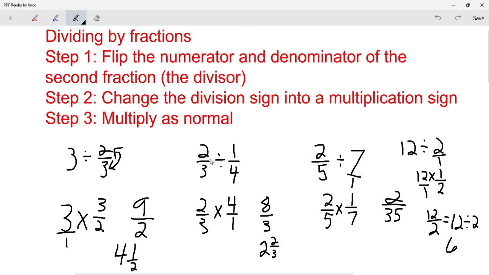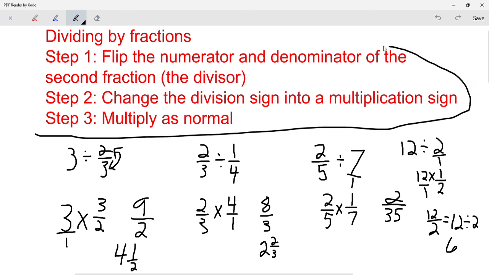So this is how you divide by fractions. You should probably just memorize these steps. You don't have to memorize all of the words necessarily. I tried to just type them up in a simple manner, but really you just have to memorize that the division sign turns into a multiplication sign, and the second number gets flipped to the reciprocal, and that's it. Then you just multiply. It's actually quite simple.